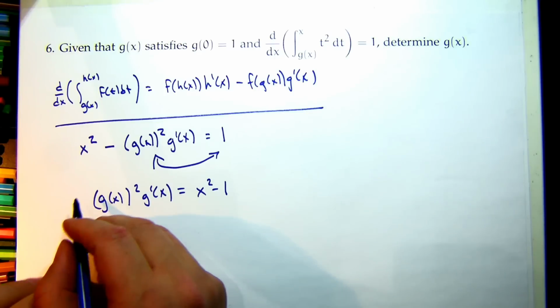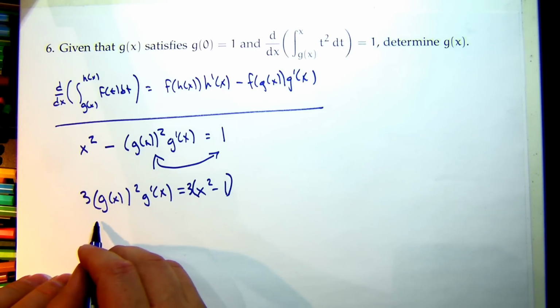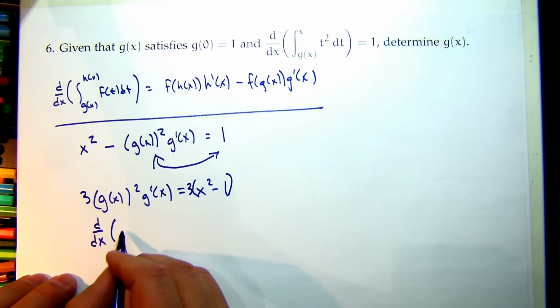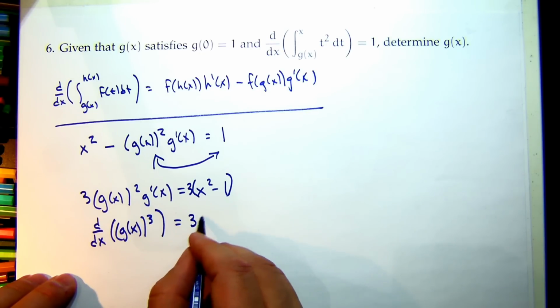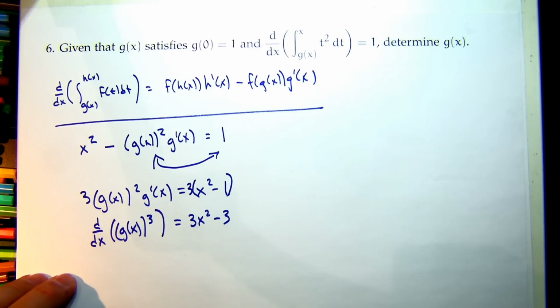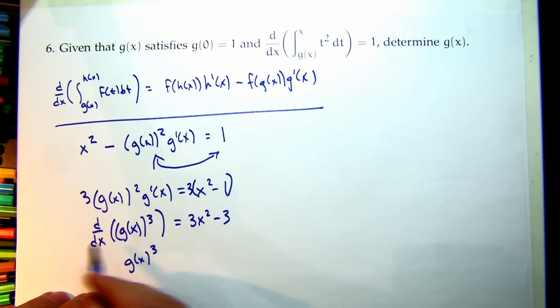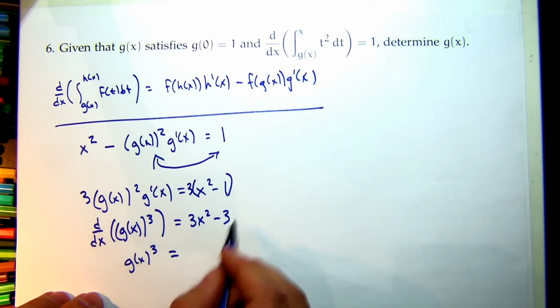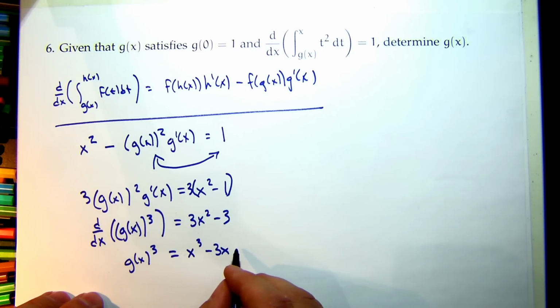So let's put a 3 here. And we can also put a 3 here. As long as I do it to both sides, I'm okay. So this really, on the left-hand side, it's the derivative of g of x cubed. That's equal to 3x squared minus 3. So now I can take the antiderivatives. Antiderivative of the derivative of g of x cubed is g of x cubed. Over here, antiderivative of 3x squared is x cubed, minus 3 becomes minus 3x, and then we have plus c.